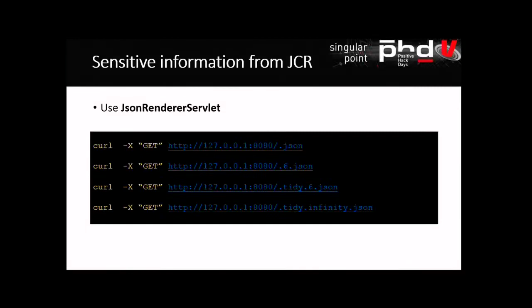In Adobe Experience Manager, there's a bundle which is called the JSON renderer servlet. That's the servlet of this bundle which we have seen in the demo. It allows us to get properties of an element from the content repository. The content repository is a tree, and each element of this tree has its own properties. So this servlet allows us to get elements of the tree. Write .json, and we'll get properties of the root element.